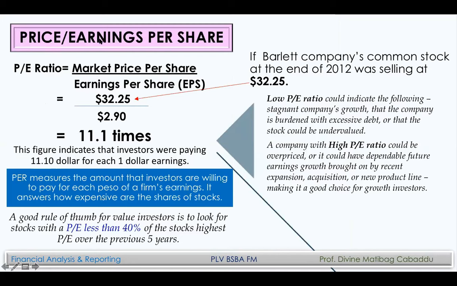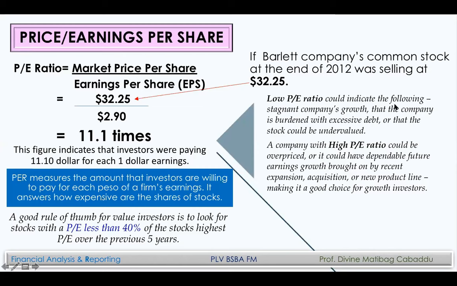What if the market price of that stock is $32.25, meaning to say, yung buying and selling price niya in the stock market is $32.25. So that means to say 11.1 times. For every peso that you earn, you are actually paying 11 pesos and 10 centavos. That's how expensive it is to buy that stock. So the higher your PER, the more expensive the stock is.